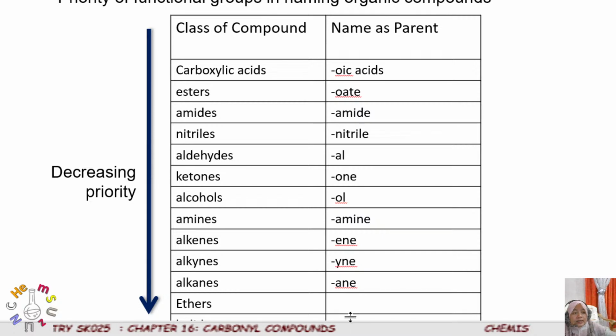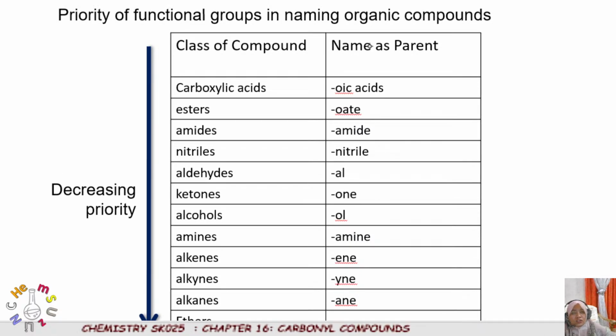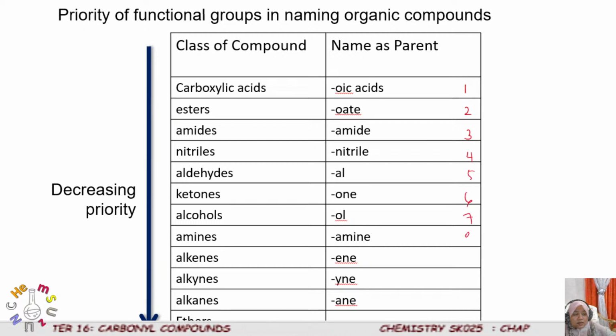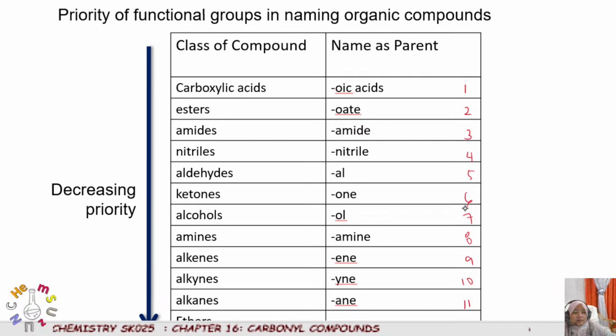This is the priority of functional groups in naming organic compounds. If you look here, where are the aldehyde and ketone? If you number this one: 1, 2, 3, 4, 5, 6, 7, 8, 9, 10, 11. The aldehyde is at number 5 and the ketone at number 6.